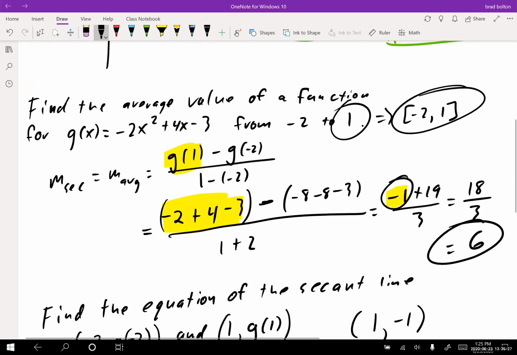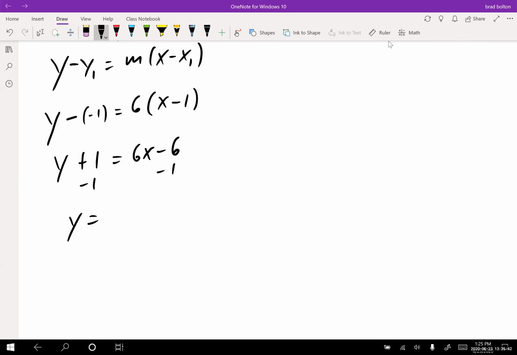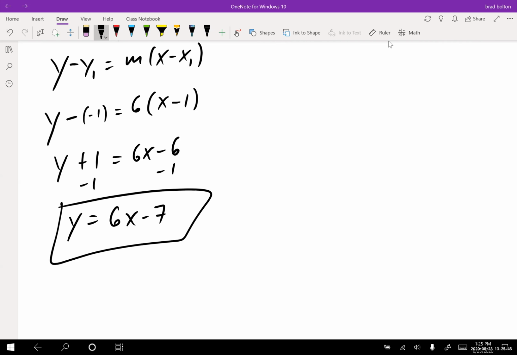So that means I do y minus a -1 is equal to m, but we said m was 6, times x minus 1. So this will become y plus 1 equals 6x minus 6. Subtract 1, subtract 1. So we have y equals 6x minus 7. Okay, so that would be the equation of our secant line.